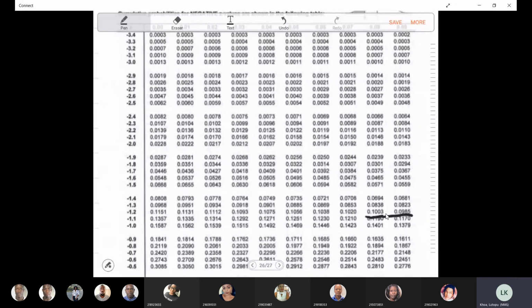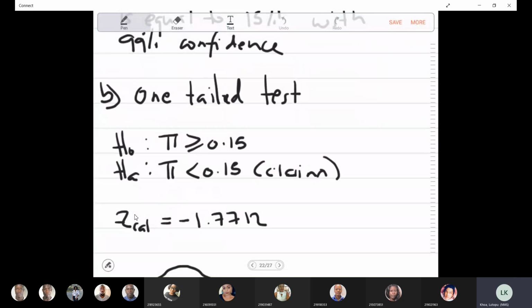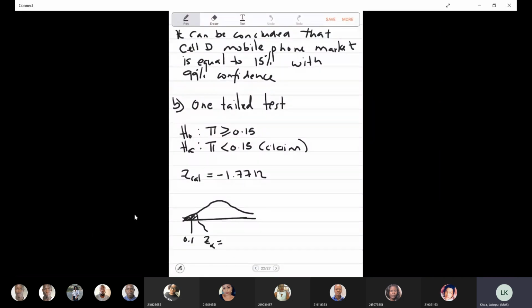The last decimal point will not make a difference. So here I'll just take this one because it is closer than that one. So this is negative 1.28. Negative 1.28. So this is our critical value.